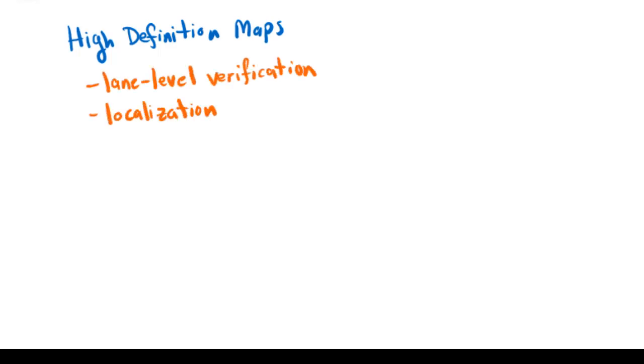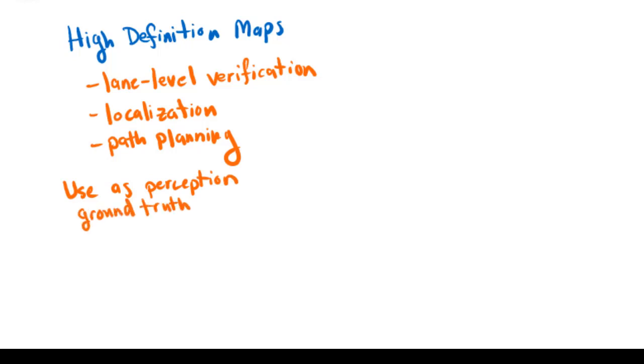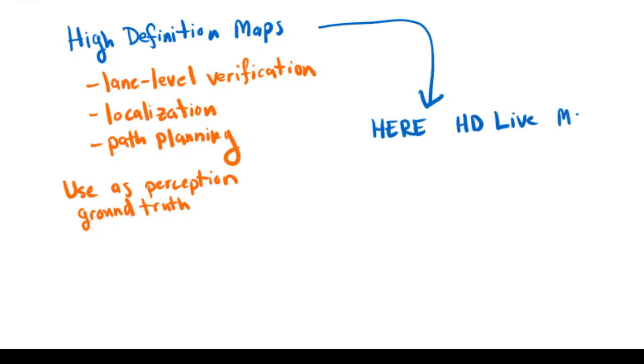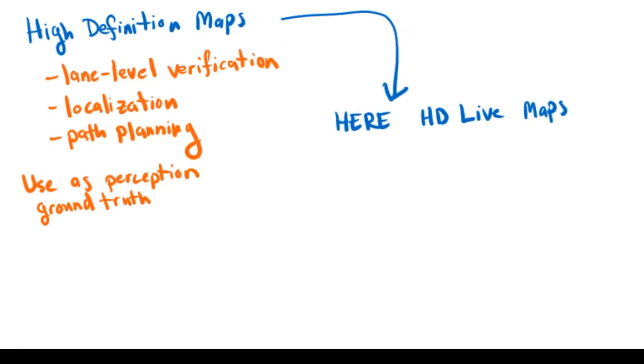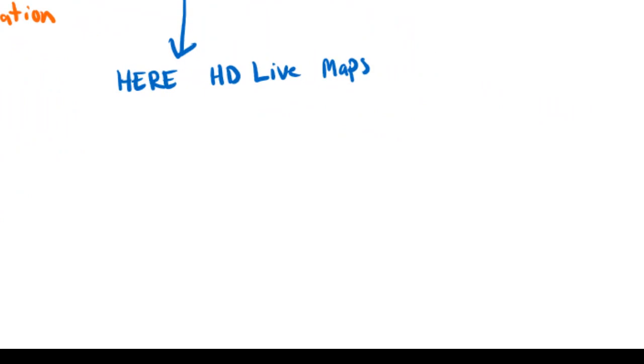High definition maps can be used to develop automated driving applications like lane level verification, localization, and path planning. The accuracy of HD maps allows us to use it as perception ground truth to verify deployed algorithms. HERE HD Live Maps is a cloud-based HD map service. The map data has many layers, which are grouped into three models.